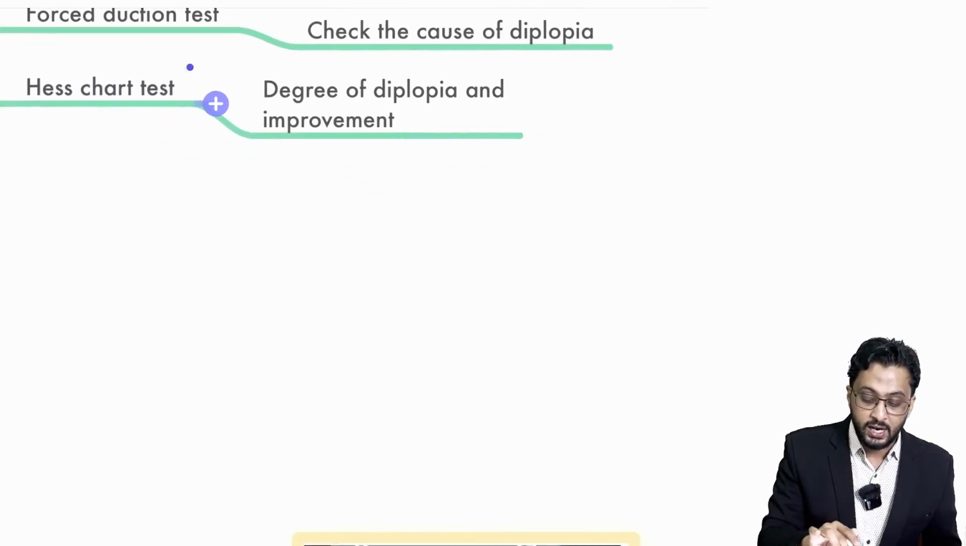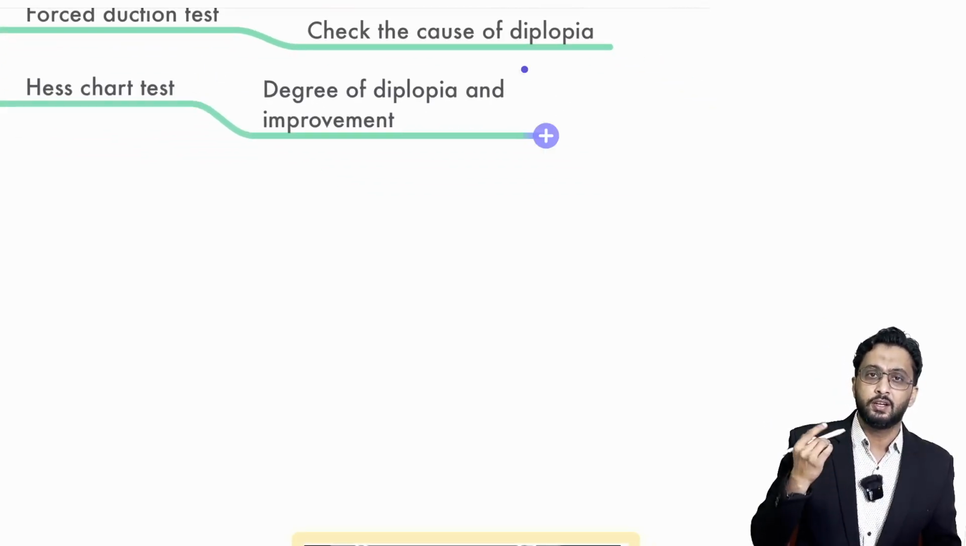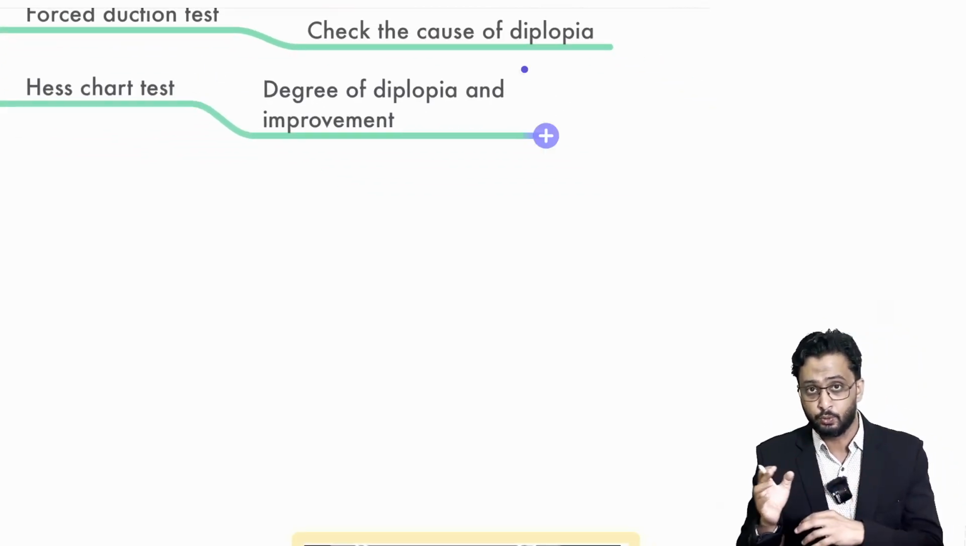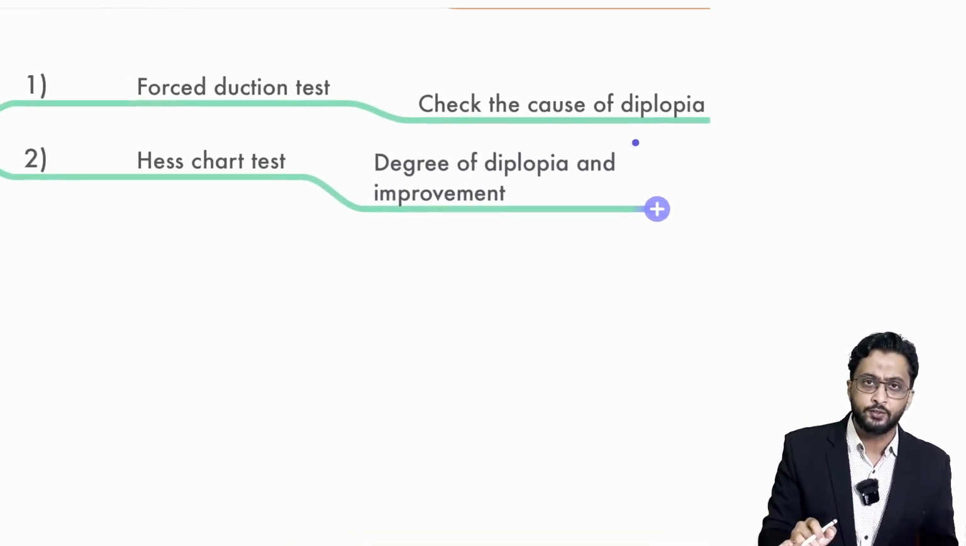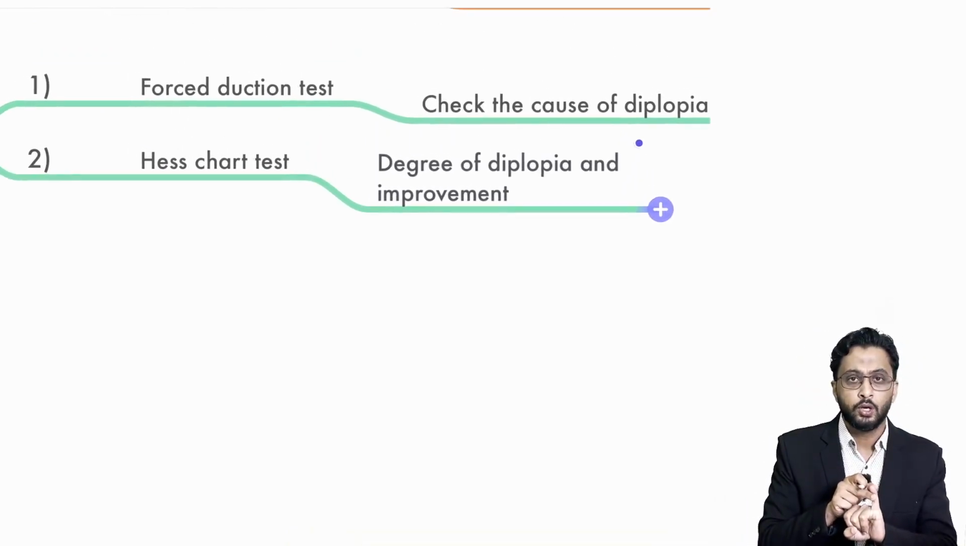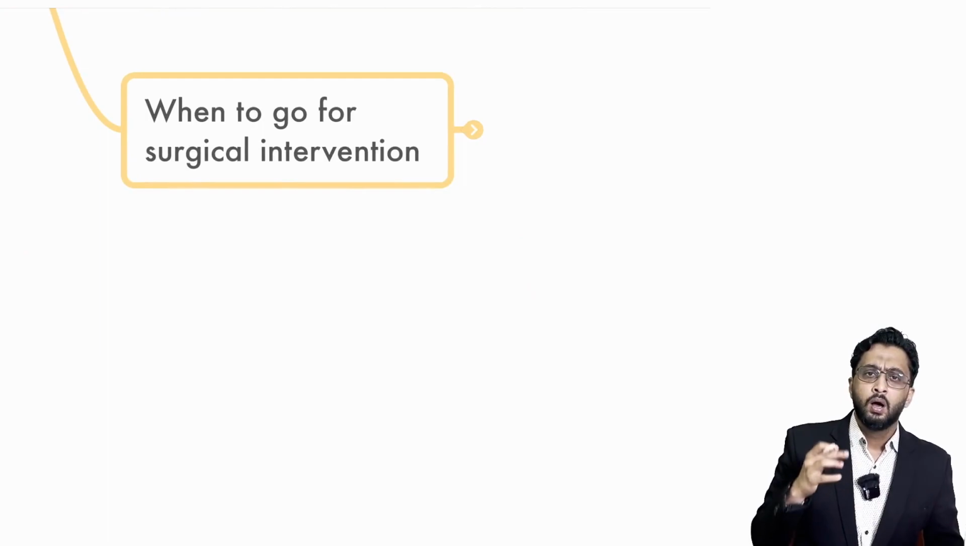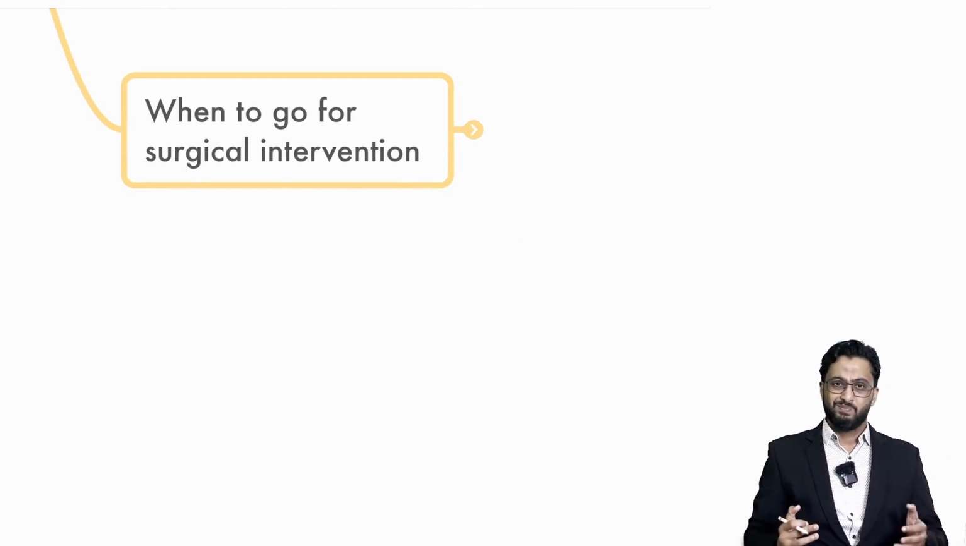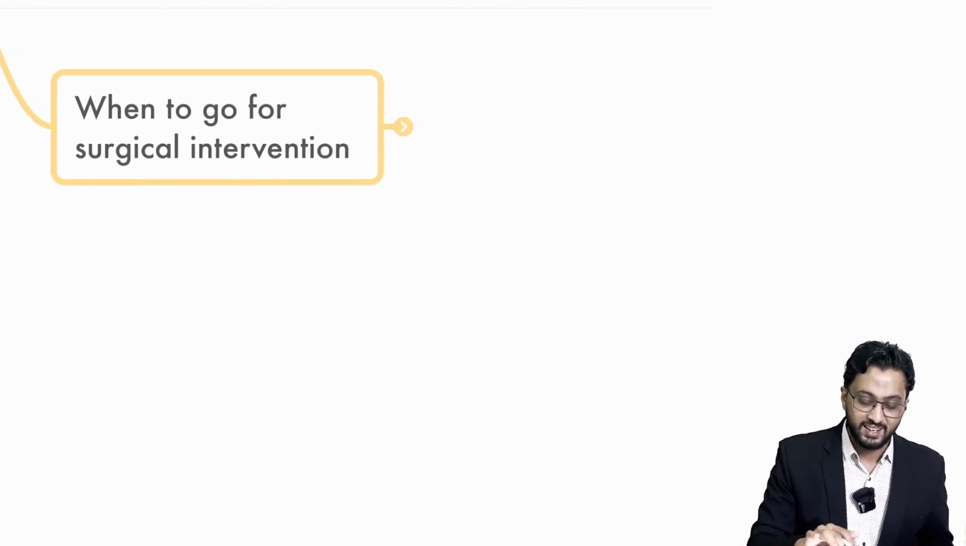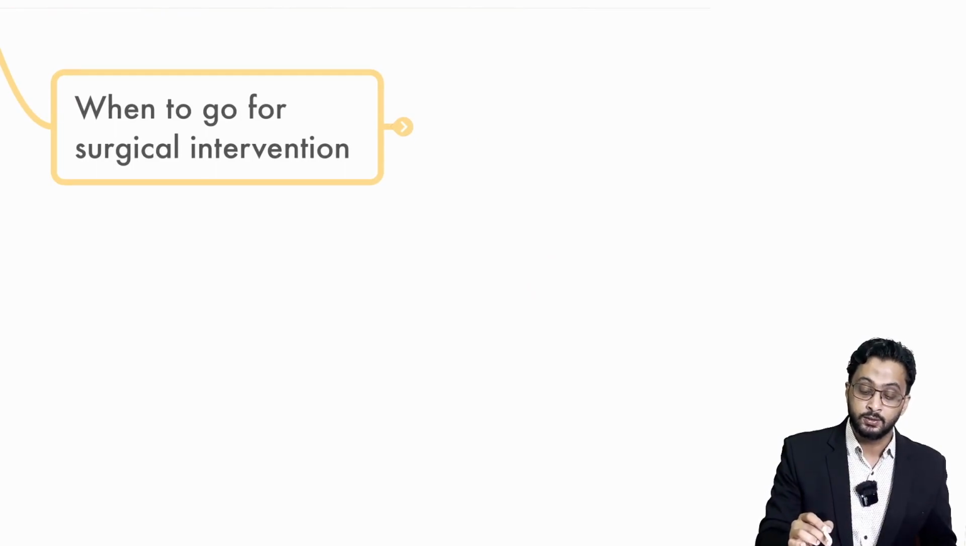Whereas the Hess chart is to check the degree of diplopia, how severe it is and whether it is improving or not. So this is again a question in itself. Forced duction test for cause, and Hess chart for degree and improvement. That is very, very important. Now, diplopia, most of the time it is temporary, it is fine, but if it is permanent, you have to go for surgical intervention.